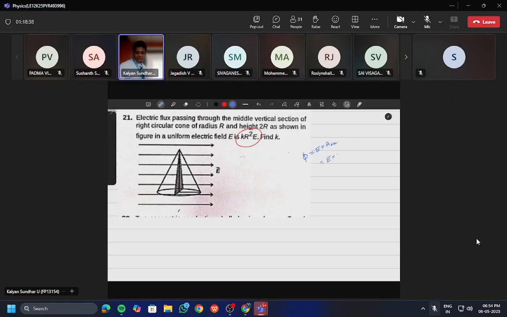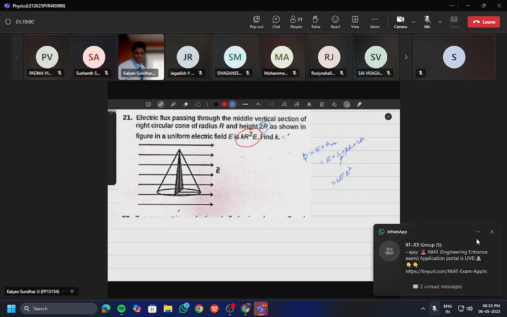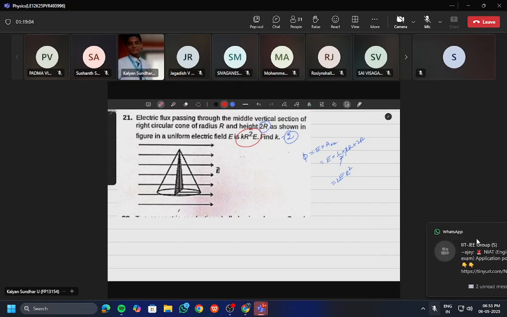E into half into. What is the base? Base? R or 2R? Good, 2R. What is its height? 2R, it is given here, look. Height is 2R. So 2 and 2 get cancelled. So you will get 2ER square. What is the value of K? 2. 2 will be the right answer.